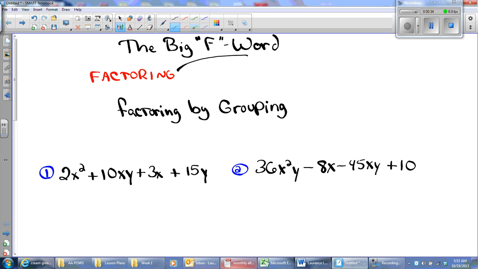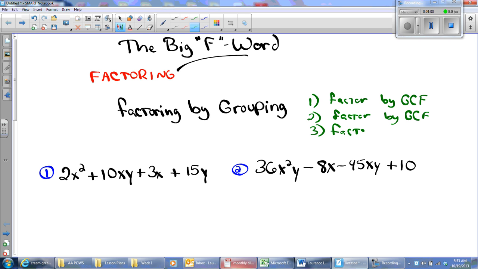If you understood how to factor by GCF, then for factor by grouping, here's what we're going to do. First of all, we're going to factor by GCF, greatest common factor, and then we're going to factor again by the GCF, and then one more time, we're going to factor by the GCF. That's all factoring by grouping is. It's factoring by the GCF, greatest common factor. So let's get down to it and see how we do this.